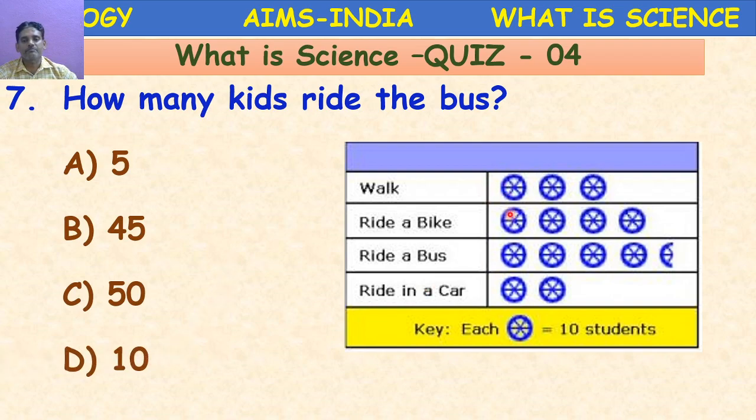So here each circle represents 10 students. Each circle represents 10 students. Here how many kids ride the bus? Yes, I got the answer from some of you. Good. Ride a bus. So here how many circles are there? 1, 2, 3, 4. Each circle representing 10 students. And another one half circle is also there. Total 4.5. Okay. So 40 plus 5, 45. Yes, your answer is B.